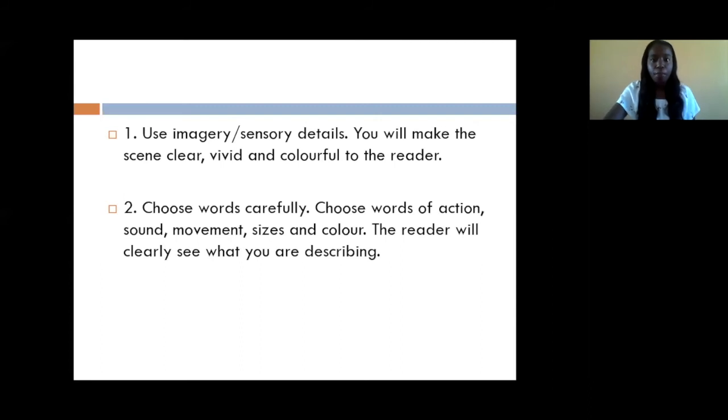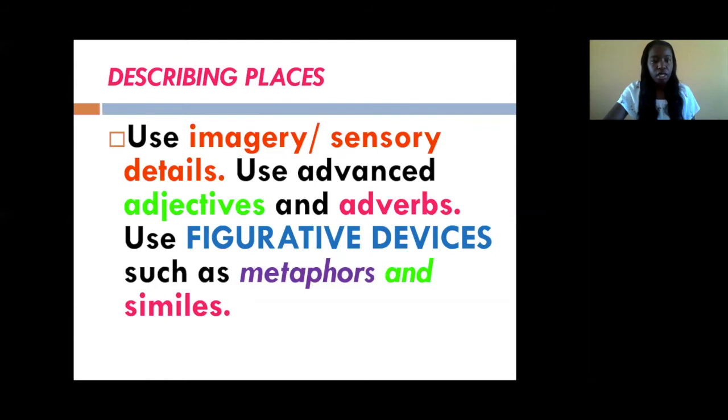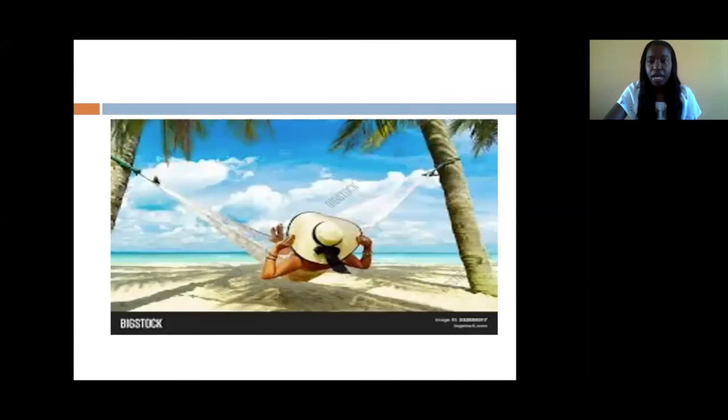So we are going to be looking at a scene and we're going to be using imagery, sensory details, advanced adjectives and adverbs, and figurative devices such as metaphors and similes. So let us look at this scene. I want you now to identify, to pick out 3 or 4 things about this scene that we can describe.